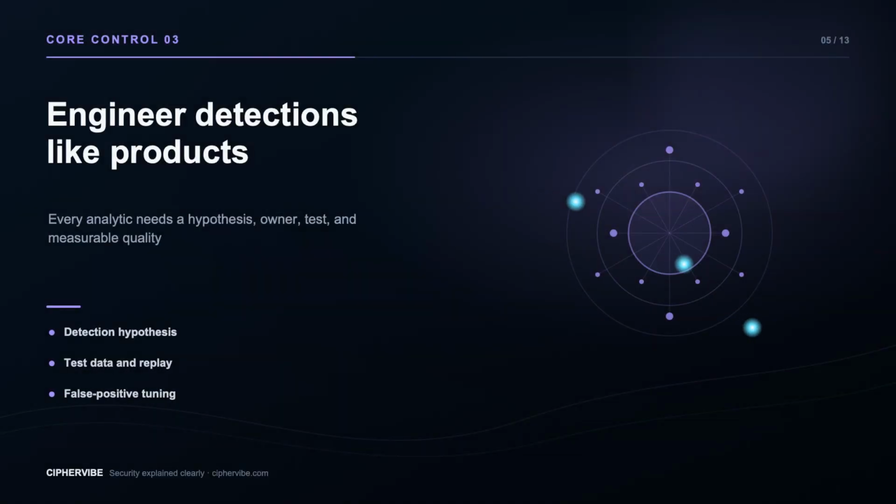The third building block is engineer detections like products. Write detections as hypotheses about observable behavior, identify the log sources and expected fields, test them against safe samples or replay, assign an owner, and measure false positives, coverage, and time to useful triage. Retire detections that create work without reducing risk.